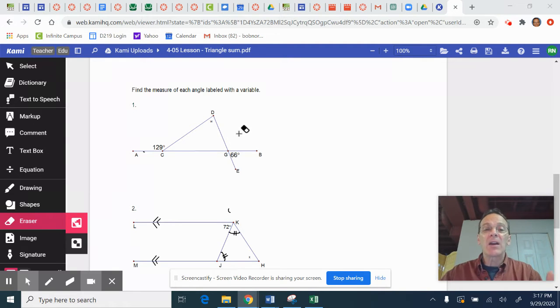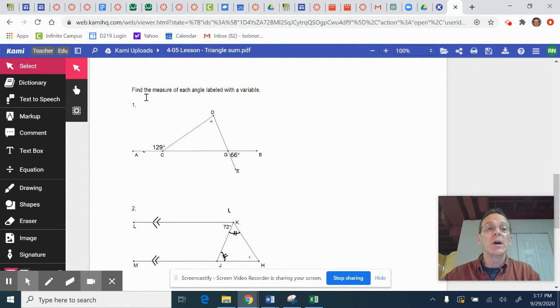I want you to try all three problems on this page of notes. If you haven't printed out the notes page yet, do that, okay? Or copy these problems down or whatever. But don't turn off the video yet. First, I want you to pay attention to the instructions here. Okay, find the measure of each angle labeled with a variable.